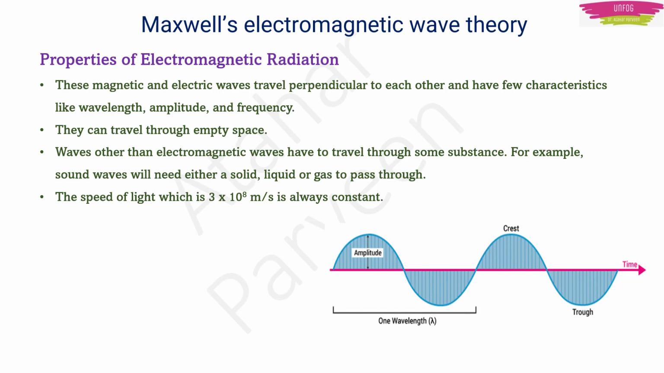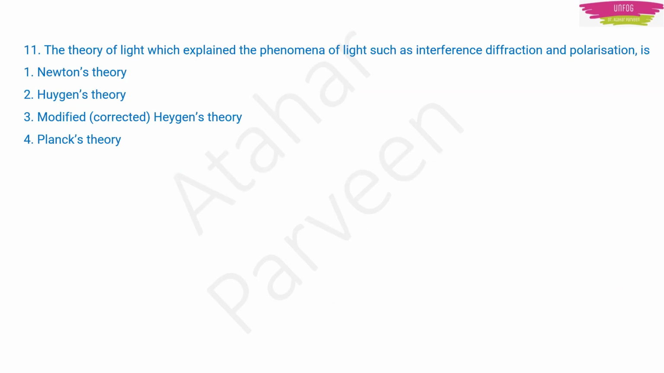So this was all about Maxwell's electromagnetic wave theory. I combined Huygens' theory and electromagnetic wave theory because both were talking about the wave theory, right? They told that light is a wave, but both have their different descriptions, and Maxwell's was a little bit more developed theory. He gave more information. So I combined them. Now let's see the questions based on these. The theory of light which explained the phenomena of light such as interference, diffraction and polarization is, of course, Huygens theory.